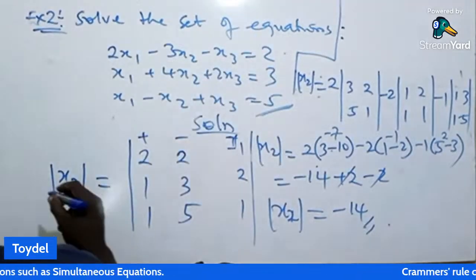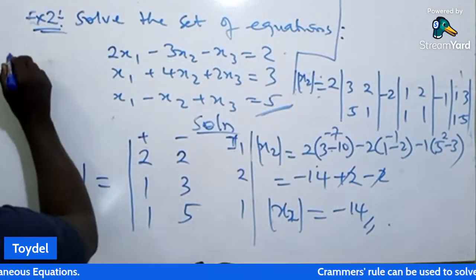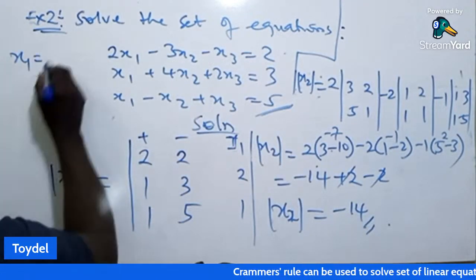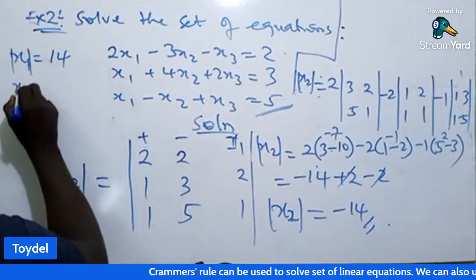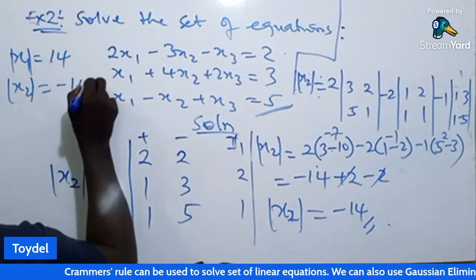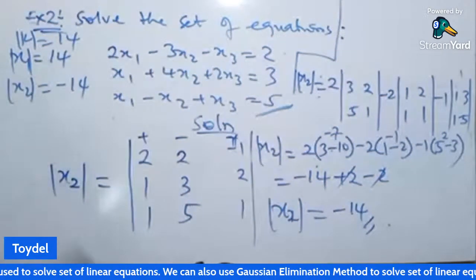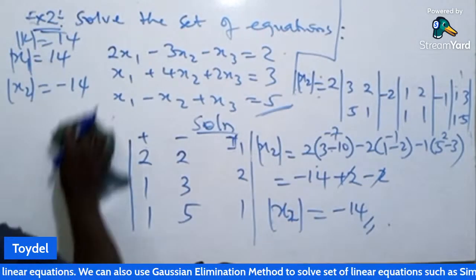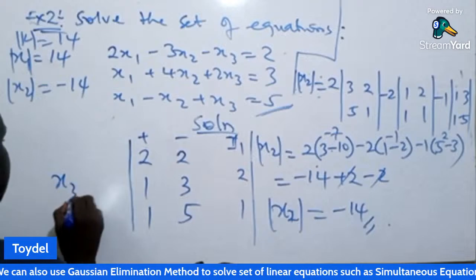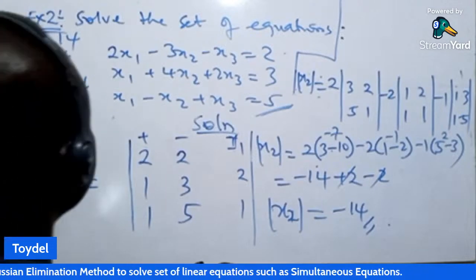So let's notice: the determinant of x1 is equal to 14, the determinant of x2 is minus 14, and the determinant of k is 14. That's what we have gotten. So we move ahead to the third one, x3. So how do we get the determinant of x3?